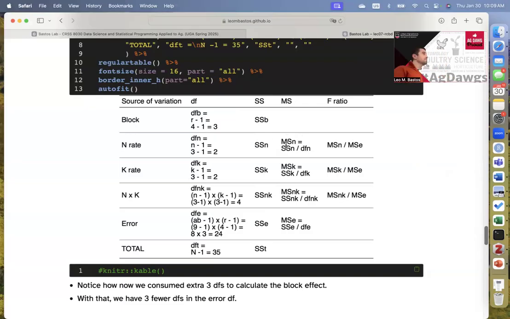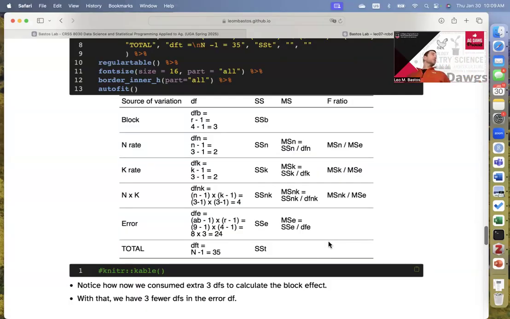Then we calculate the mean squares for each one of your effects. So the mean square of a specific effect is basically the sum of the squares of that effect divided by its degrees of freedom. Let's say for nitrogen here, the mean square for nitrogen is going to be that sum of the squares for nitrogen divided by degrees of freedom for nitrogen. So it's basically taking this value and dividing that by 2 in this case. This is your mean square for nitrogen. We have 1 for potassium. We have 1 for the interaction between nitrogen and potassium. And finally, we have a mean square for your error.